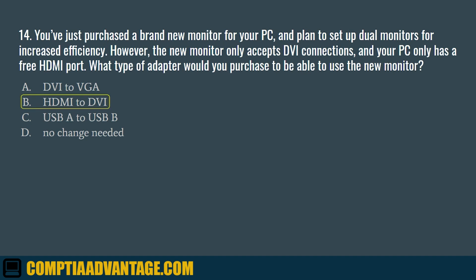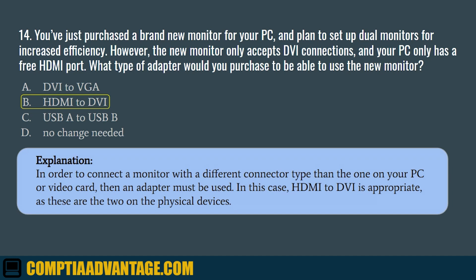HDMI to DVI. In order to connect a monitor with a different connector type than the one on your PC or video card, an adapter must be used. In this case, HDMI to DVI is appropriate, as these are the two on the physical devices.